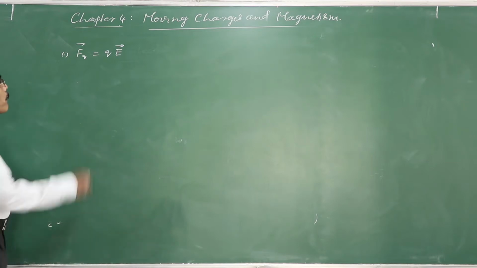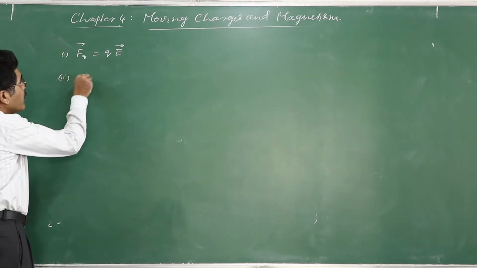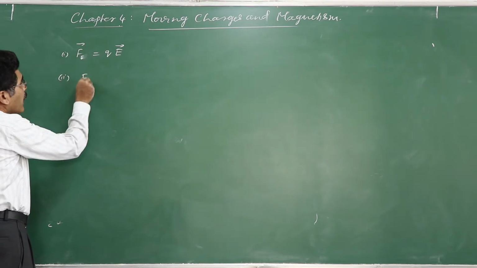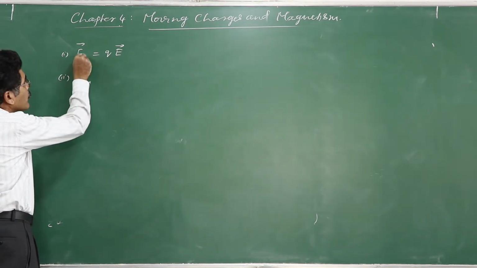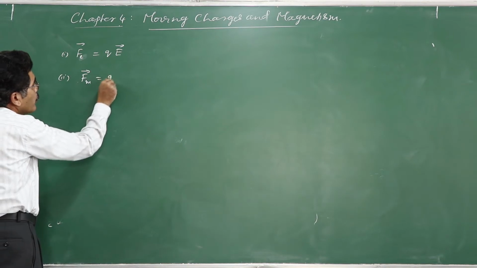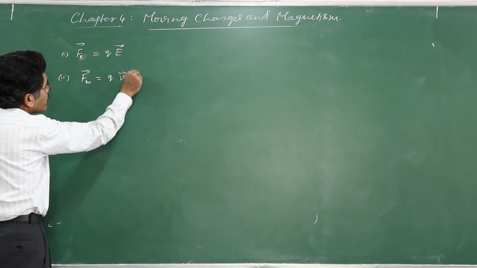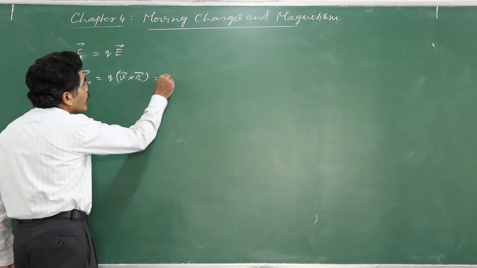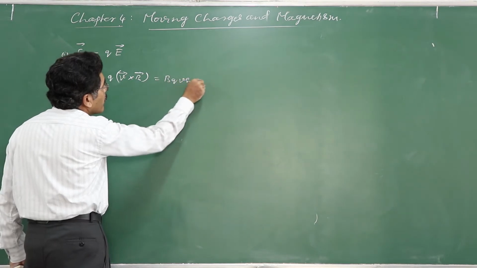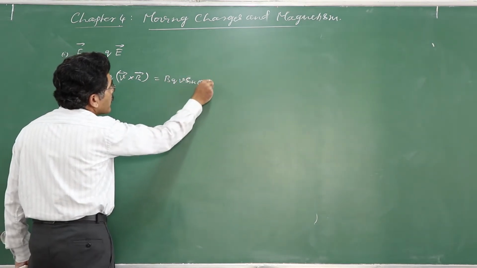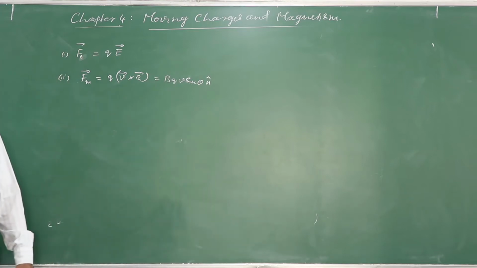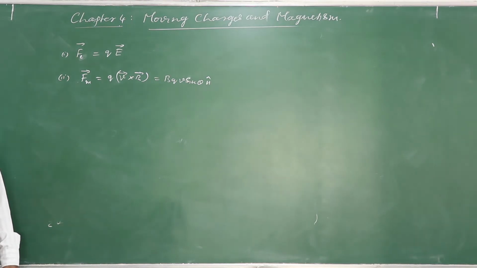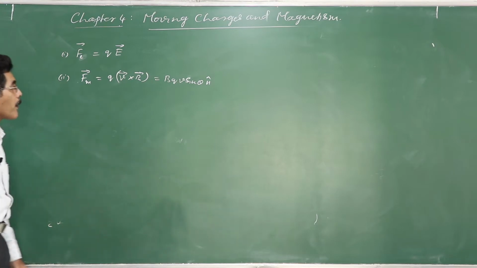Then in a magnetic field, a charged particle experiences a force, and this is given by Q into V cross B. Or this is equal to BQV sin theta into n cap, where n cap is the unit vector along the direction of force. It is perpendicular to the plane containing both the direction of magnetic field and the direction of motion of the charged particle.